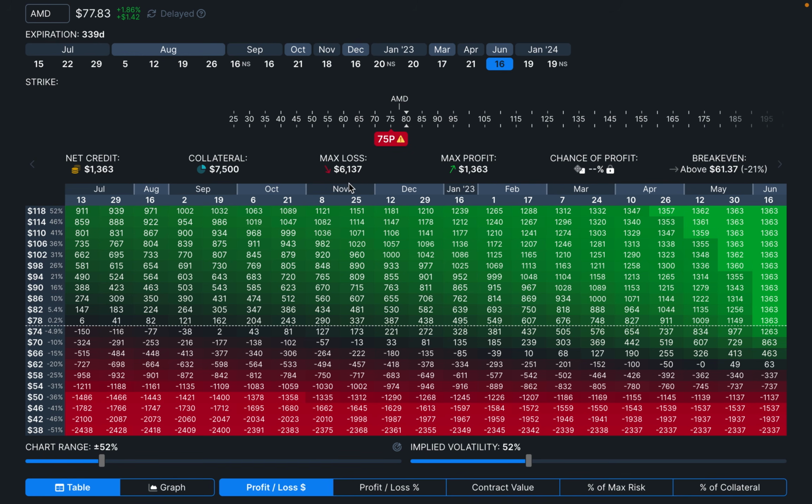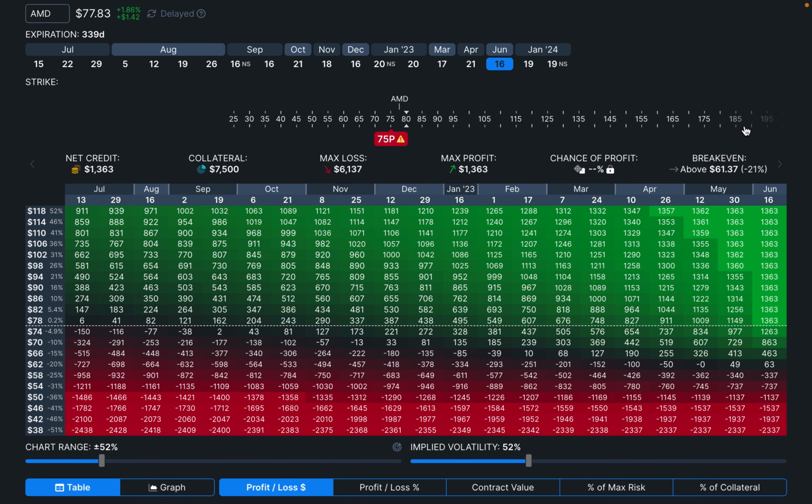Now your max loss would be $6,137. That's if AMD were to go to zero. Very unlikely to happen, but that is a possibility. Then your max profit is going to be the premium you received, so $1,363. And then look at your break even. Your break even would be $61.37 or negative 21%.